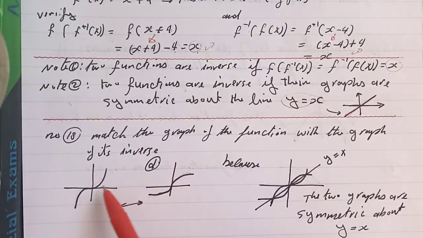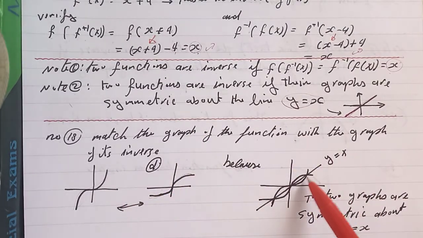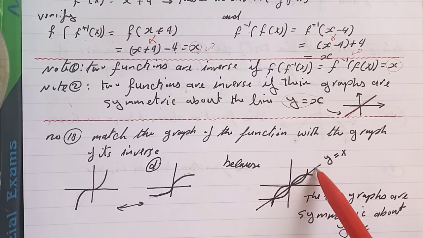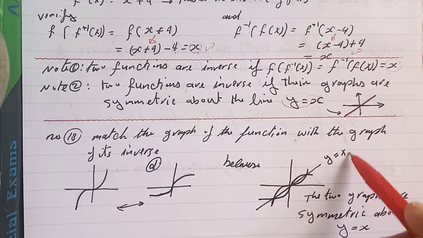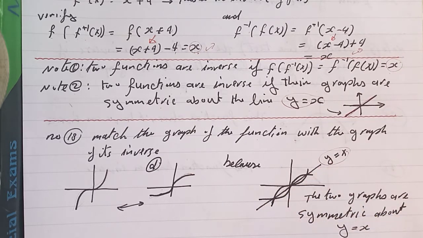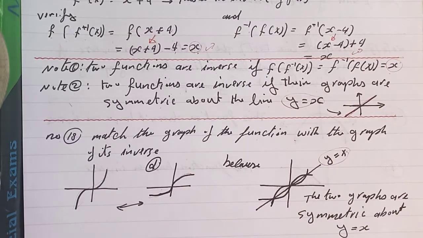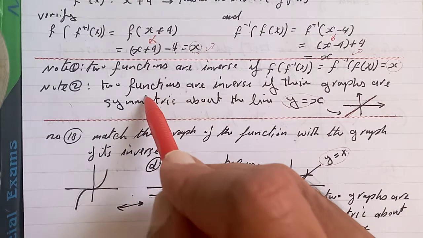Why? Because if you put the 2 functions in the same graph, you will find that they are symmetric around y equals x. This is the line y equals x. So this function is inverse to this. This is according to note number 2.